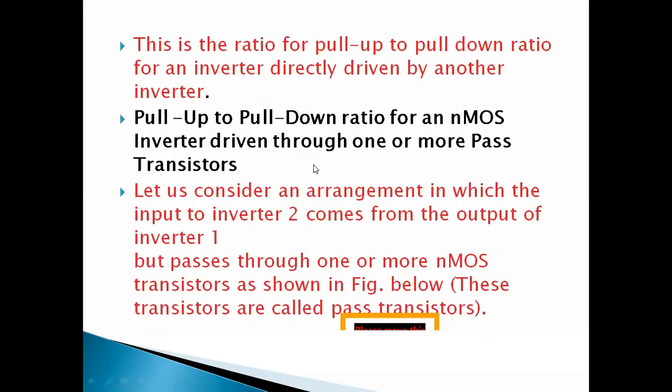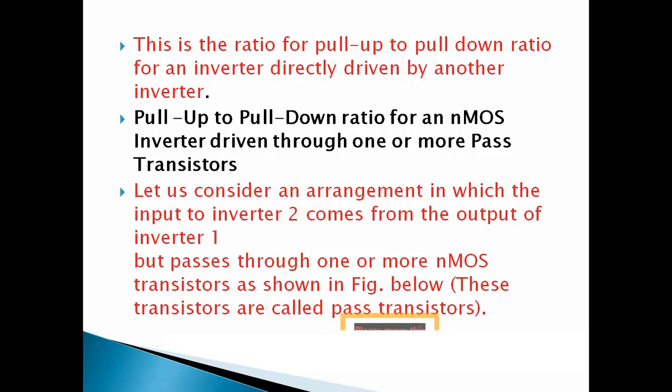Okay, this is the pull up to pull down ratio for an inverter directly driven by another inverter. That is, 4:1 is the ratio of pull up to pull down for an inverter directly driven by another inverter.